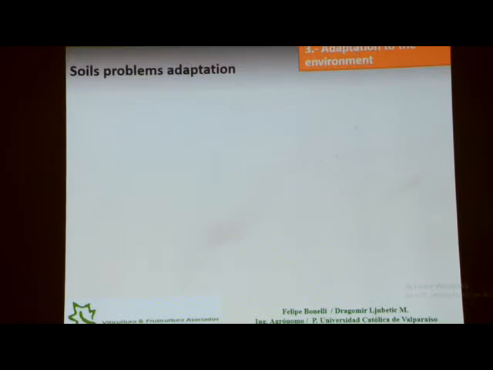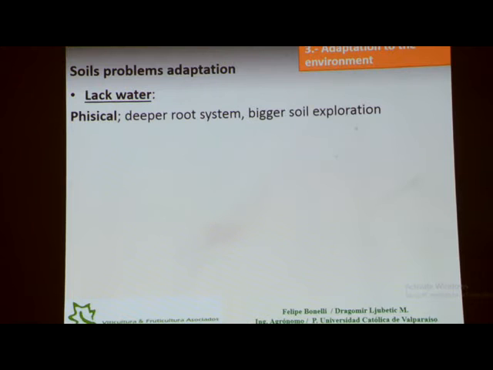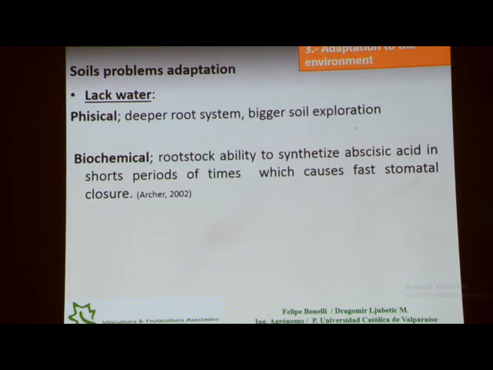So, for soil problems adaptation, the rootstock use 2 tools or ways to resist lack of water: physical and biochemical. Physical, getting a deeper root system, and biochemical, closing the stomata.